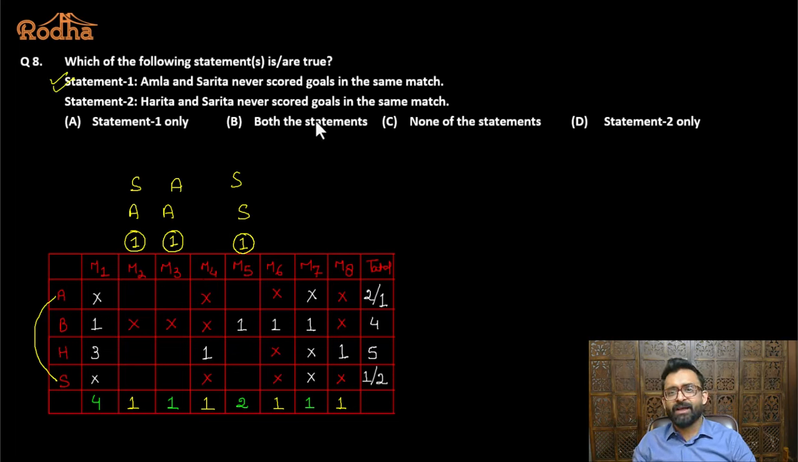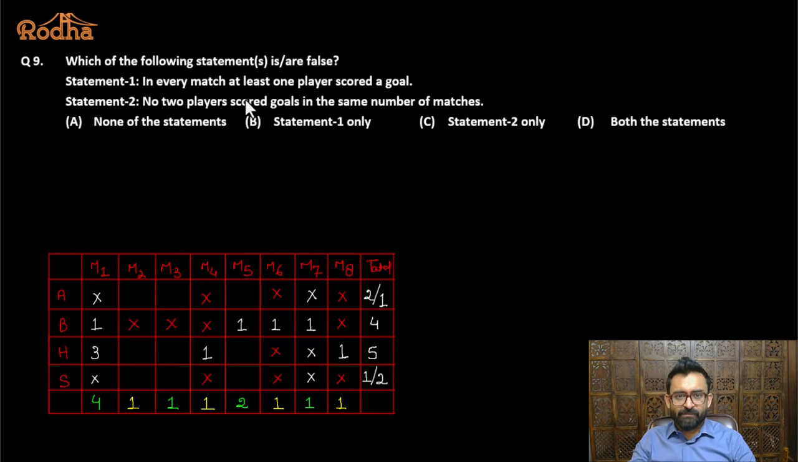Harita and Sarita never scored a goal in the same match. Harita scored in match 3, match 1. Sarita did not score in those. In match 4, Sarita cannot score, and in match 8, Sarita cannot score. So both the statements are true. So my answer is both the statements.